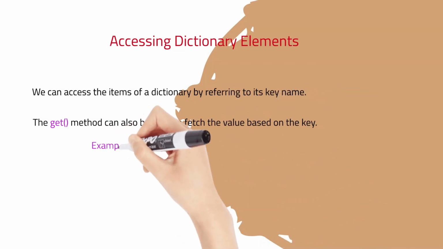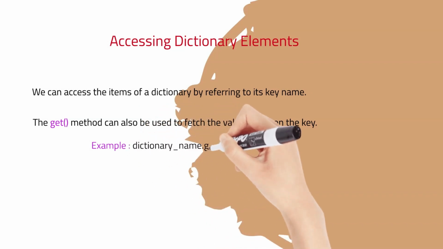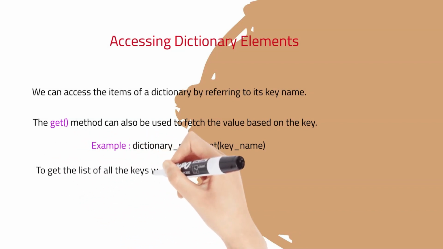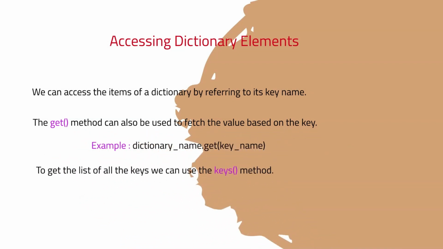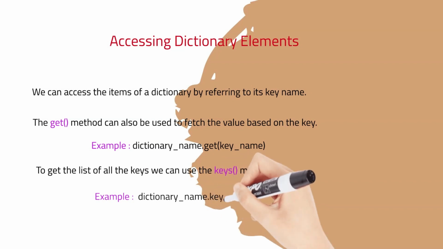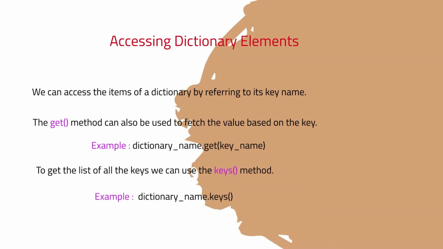For example, dictionary_name.get() method with the key name in parenthesis. We can use the keys method to get the list of all the keys present in a dictionary. For example, dictionary_name.keys() method.